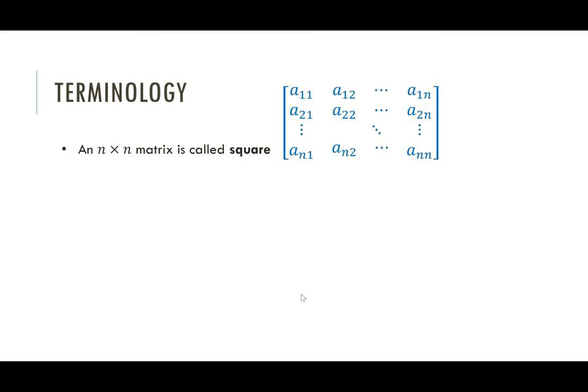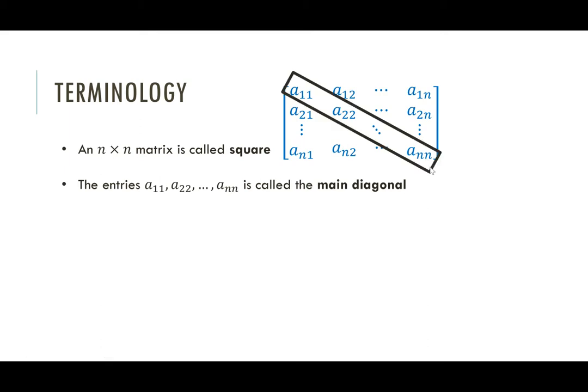All right, let's move on to terminology. An n by n matrix, so a matrix with the same number of rows and columns, is called square, mostly to be mean, but also because that is the shape that it makes. So, for example, here's a general n by n matrix. The entries a11, a22, all the way down to ann, those entries are called the main diagonal, and that's just because they fall along the diagonal of the matrix.